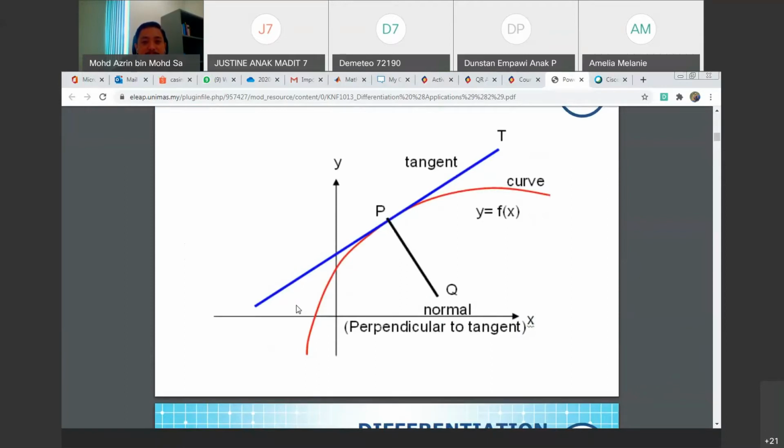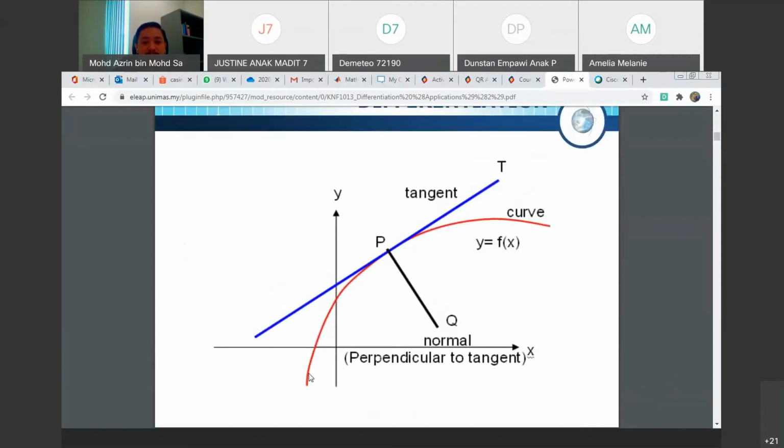Let's say this is the curve, the red color, which is y equal to f(x). Then we put a tangent line on the top of the curve. Then there will be a normal line which is perpendicular to the tangent, which is 90 degrees. So PQ is the normal line, which is perpendicular to the tangent at the top of this curve.